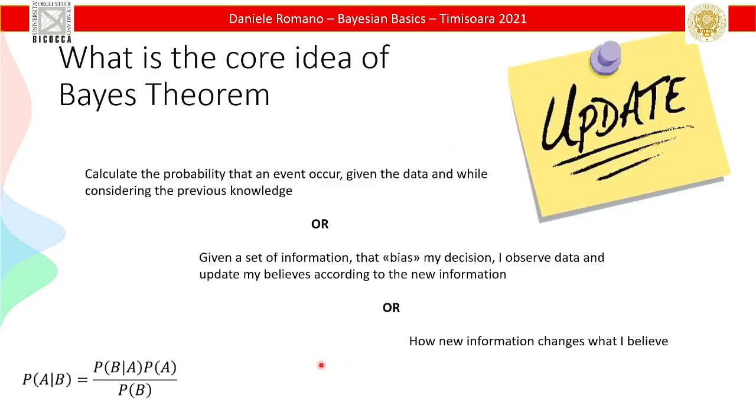And again, the idea is the possibility of updating our beliefs. These are different ways of saying more or less the same thing. So we can calculate the probability that an event occurs given the data while considering our previous knowledge. Okay, I have some knowledge, I collect new data, and I calculate the probability. Or I can say, given a set of information that bias my decision, so I have information that gives me a bias, how new data change this bias, okay? That's the core idea.